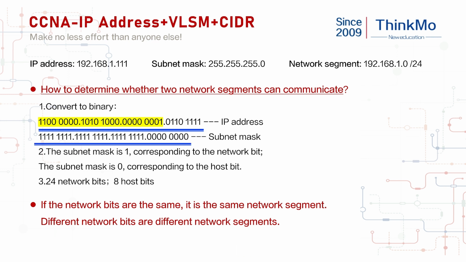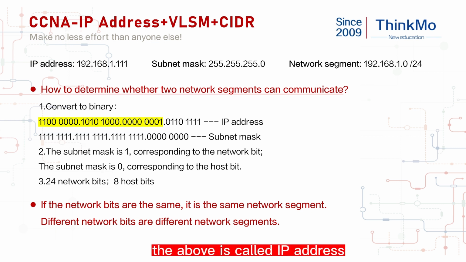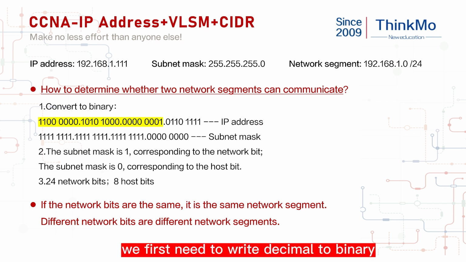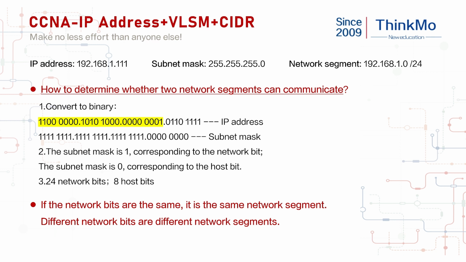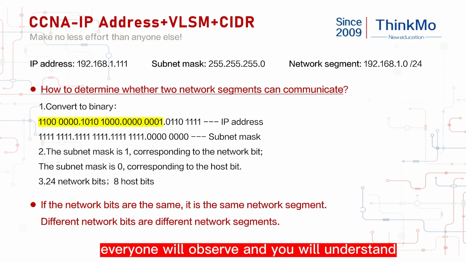Okay. 11111111.11111111.11111111.00000000. Now it is in such a form. The above is called the IP address. This is called the subnet mask. We first need to write decimal as binary. Afterwards, everyone will observe and you will understand.